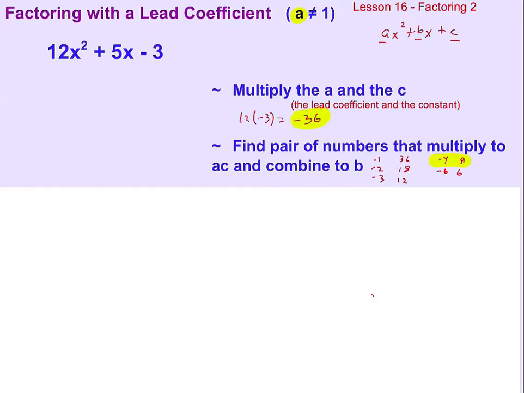So this is a lot like the other factoring we've done with the trinomials when there was no lead coefficient. We would look for numbers that multiply to that c and combine to 5, the b, the middle coefficient. When there is a lead coefficient, we just need to do one small thing before we choose those numbers, and that's multiply the a and the c first. Great. But our factors are not just x minus 4 times x plus 9. Obviously, that doesn't work. That doesn't multiply to 12x squared.